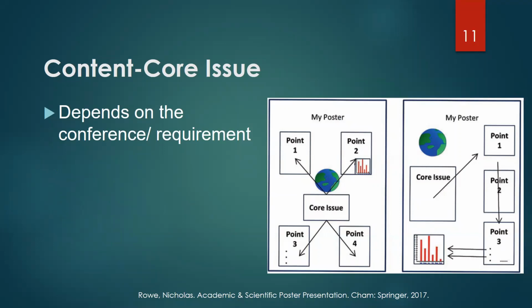Core content. Core content means the main important part of your poster. Highlight that part. Make it more visible. This is your result. This is what you want to show to people. What is your achievement? Make it larger. Highlight it somewhere. And for example, in this figure, you see two cases: the core is at the center, and the points and the discussion around this core issue are around the center of the poster.